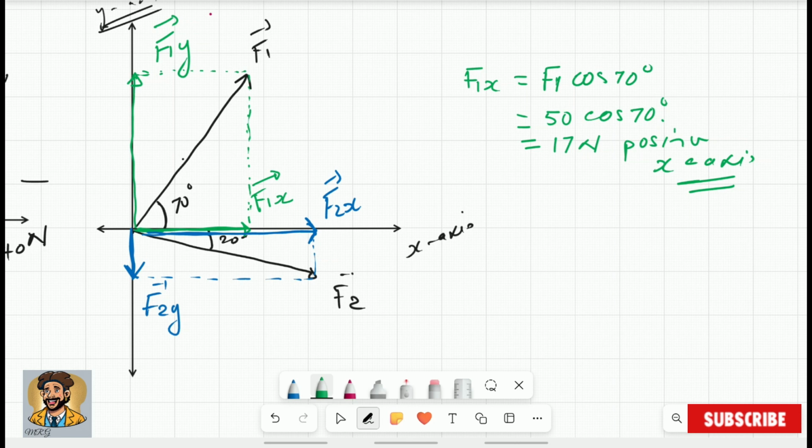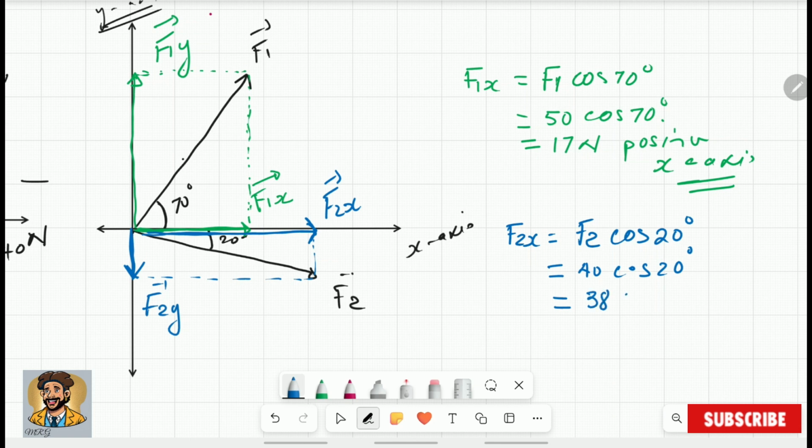Now we're going to do the same with F2 in X. Let's calculate the x's first. 38 Newton. What is the direction of that one as well? That's why I did the rough drawing here, so you can see it. It's to the positive x-axis. Are you with me?